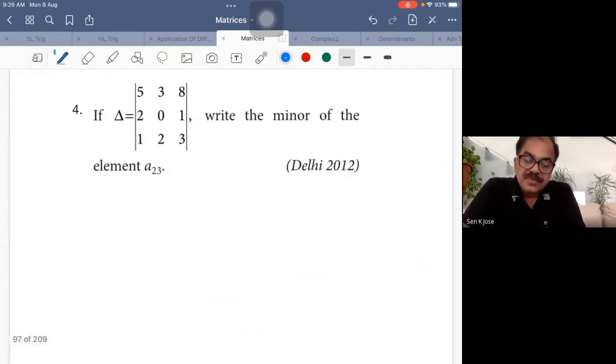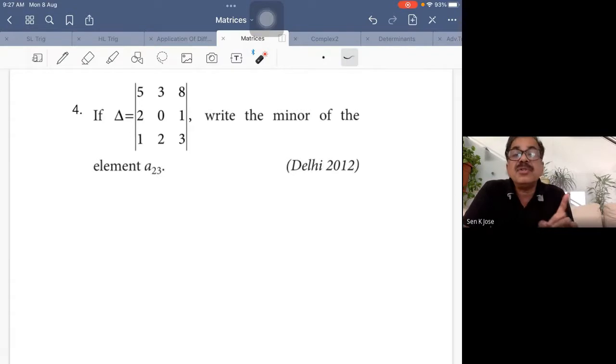Question 4. A determinant is given to you here. Write the minor of the element a23. I think you should try this on your own. Just the minor, not the cofactor. See the difference: this time they want only the minor. There is no position sign attached. In the previous two questions, cofactors were involved, so we put a position sign first. Here you won't put the position sign.